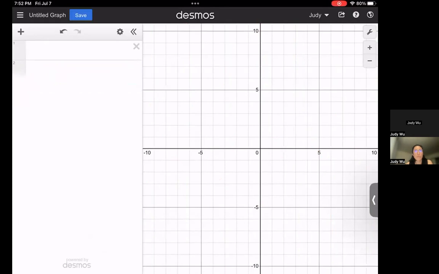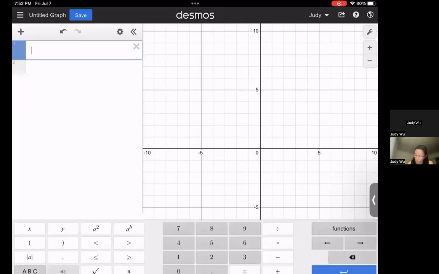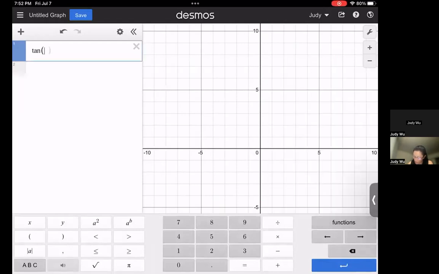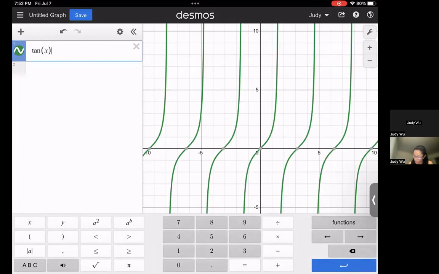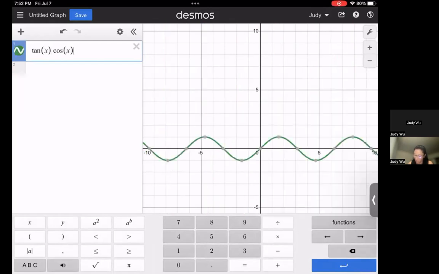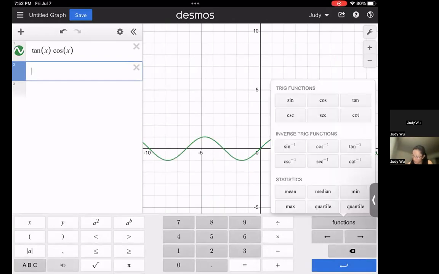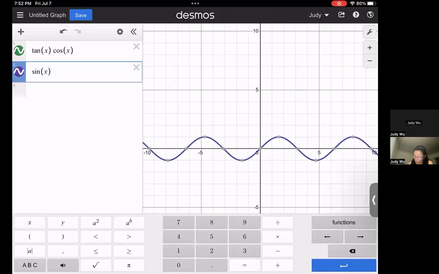Now, the second example, or example 6, I'll read it to you just so I don't have to switch screens again. It says tangent theta cosine theta equals sine theta. So we're going to go to our functions, tangent x, close it, functions, cosine x, close it. So this green squiggly wave is what tangent x cosine x looks like. I'm going to hit the blue button. It's going to let me type in a second function. And on this one, I'm going to type in sine theta or sine x. I'm going to go back to functions, sine x, close it.